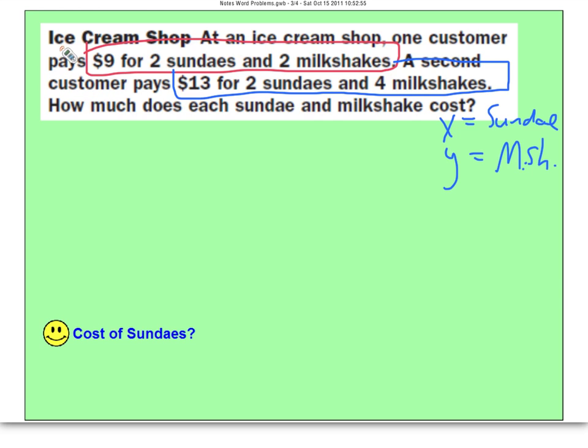And how much does each one cost? So this is the cost of it. Okay. So let's write our first equation. The first one I know totaled $9 for customer one, so that's $9. Well, they bought 2 sundaes. How much was each sundae? I don't know, X. Plus they bought 2 milkshakes. How much was each one? I don't know, Y.